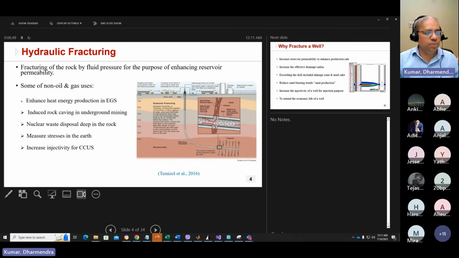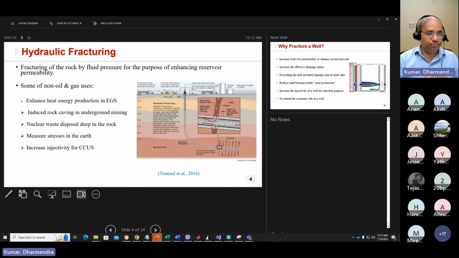There is a method to determine in situ stresses, like in situ reservoir characterization. If you want to determine in situ stresses, we do a small scale hydraulic fracturing, and then close the fracture and measure the fracture closure pressure, and based on that we determine the in situ stresses.